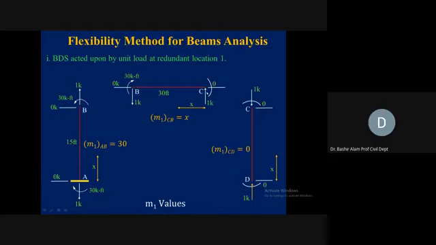Member BC starting from C now, 1 times X is causing compression now. So positive, and 1 times X is X. So M1 for CB is X. And then member CD starting from D now, we have 0 times X, and the 1 kip is already axial. So this is causing 0 times X. So M1 for CD, we have this 0. Now, ask me if you have any question till this point.